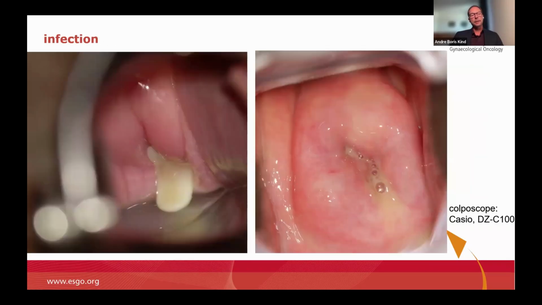And we look at the vagina and look at infection. And I think you see here the excellent quality of these pictures. The left woman had gonococcal infection.